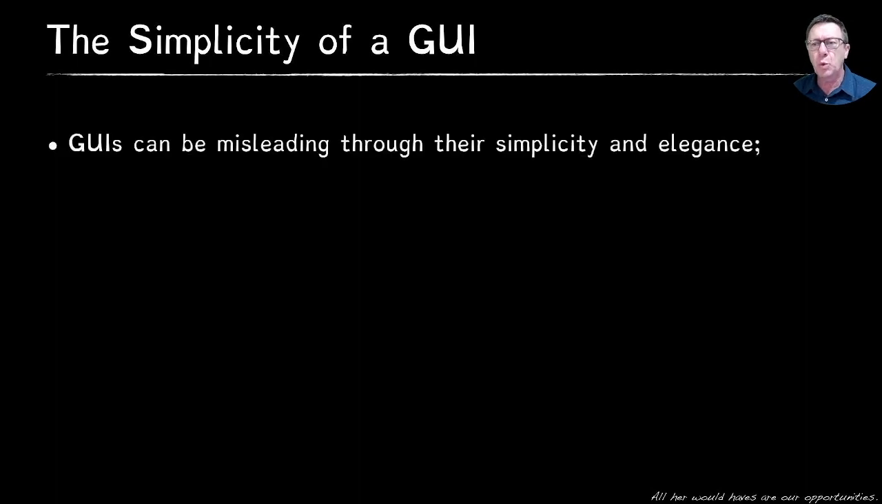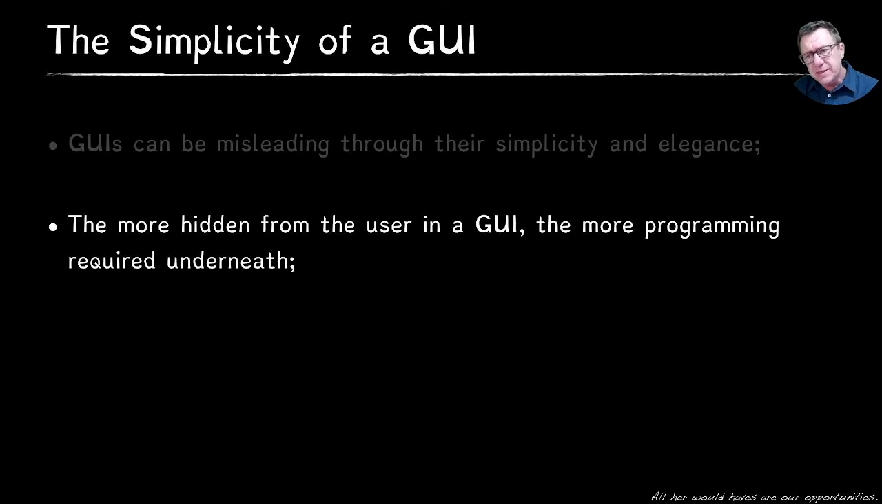Simplicity of a GUI. What do we really mean? Well, the elegance, the simplicity of working in a GUI can be very misleading. And what I mean by that is that it can be extremely complex under the surface, what's really going on. And you tend to find that the more hidden the user is, and when I'm saying hidden, I mean hidden from what's going on underneath, then the more complex programming that's generally required.